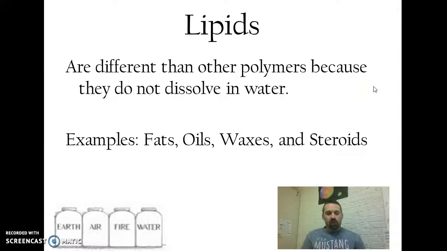Lipids, okay? I forgot about this one. So anyway, that wasn't the last one. This is the last one, I think. Is it or is it not? We'll just have to find out.